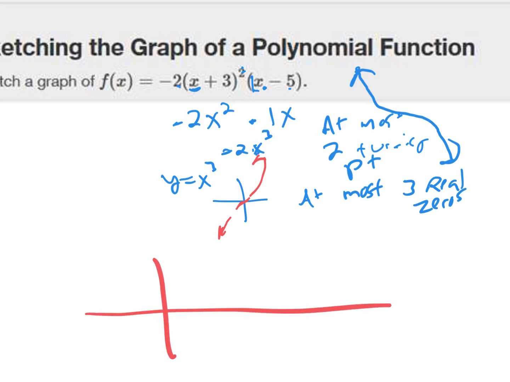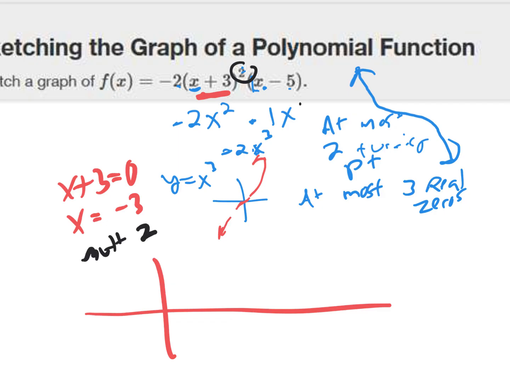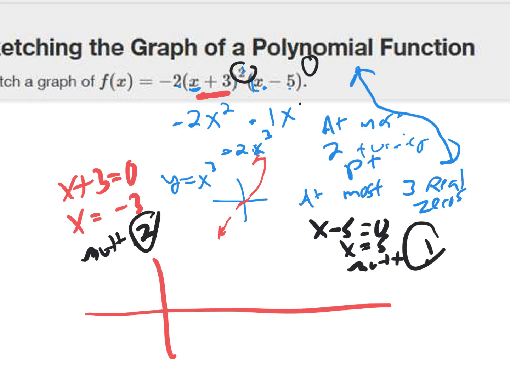We know that my zeros will be x plus 3 set equal to 0. X can be negative 3. But there's a square here, so it's multiplicity of 2. Then x minus 5 set equal to 0. X is 5. It's a multiplicity of 1, since there's no power out here. And plus, it's not an x squared in there. That would change it too, but multiplicity of 1. Well, there you go. I have 2 and 1, means 3 zeros.